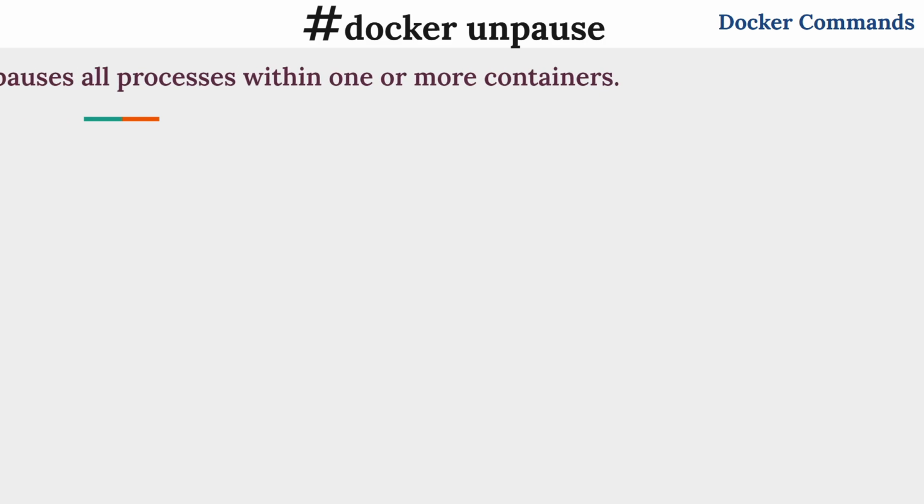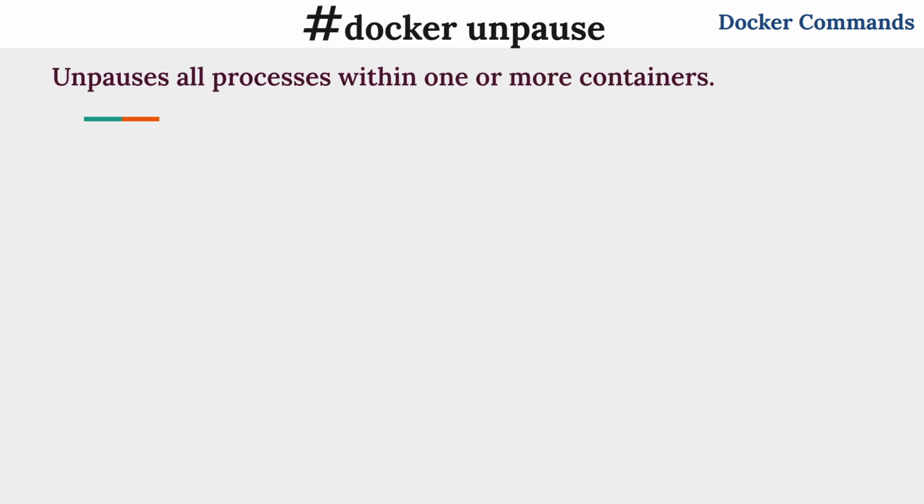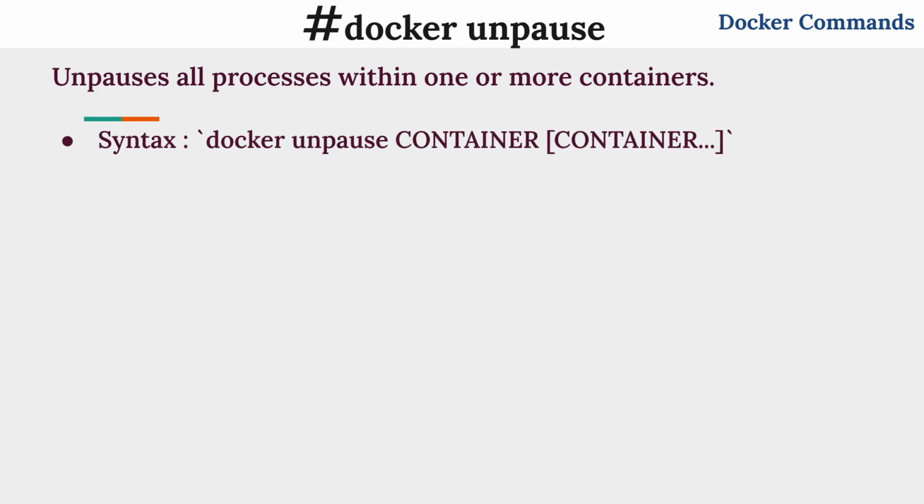The Docker unpause command in Docker is used to resume execution of one or more paused containers. When you pause a container using Docker pause, its processes are halted and it enters a paused state. The Docker unpause command allows you to reverse this action and resume the container's operations. Here's how you can use the Docker unpause command. Let's see the syntax. docker unpause container: the ID or name of the containers to unpause.